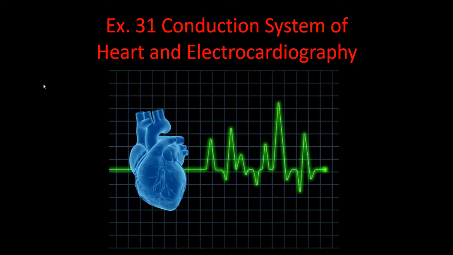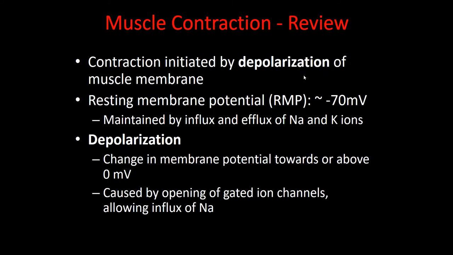Welcome students to exercise 31, which is one of the exercises that focuses on cardiovascular physiology. We did the heart anatomy, and now we're going to dive into the physiology of the heart. One of the first things we're going to look at is ECGs, electrocardiography, and the intrinsic conduction system, which is looking at the electrical activity of the heart. You are going to learn how to read an ECG.